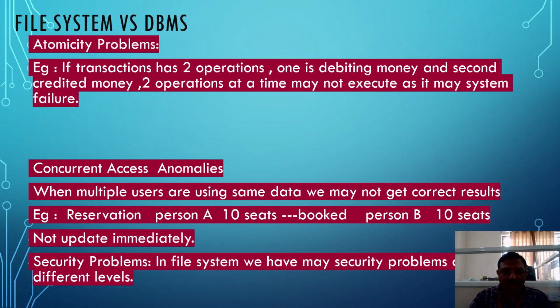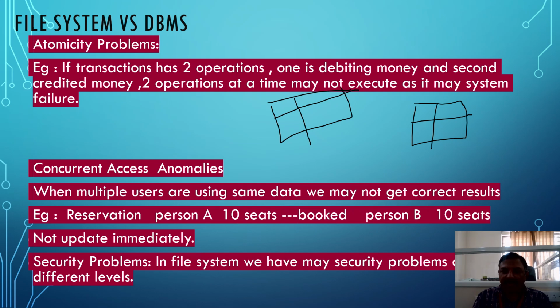Let us see next, atomicity problems. For example, one person has some bank transaction. For example, he is debiting money or he is crediting some money into his account. Automatically, we will not get the same result. For example, though the money is debited from his account, he will not get that transaction, this money is debited immediately after it.